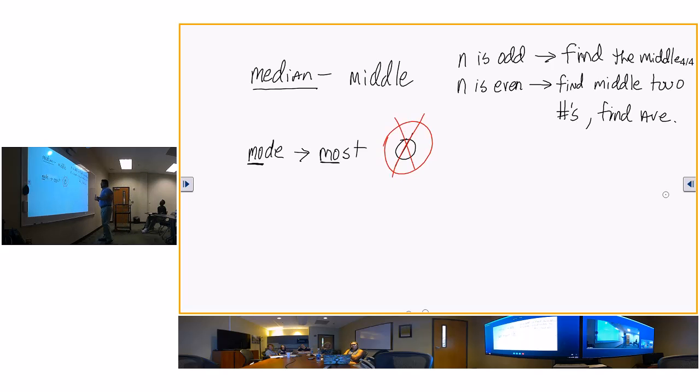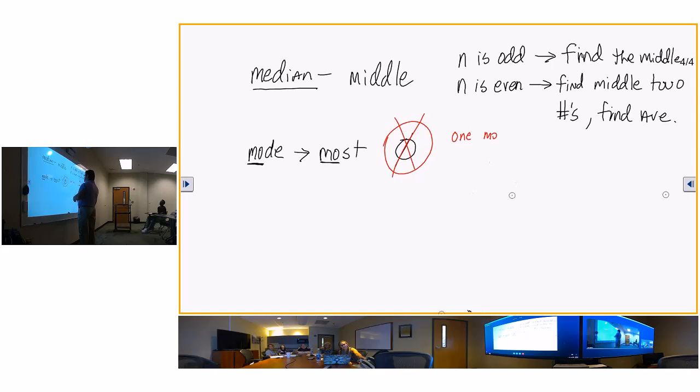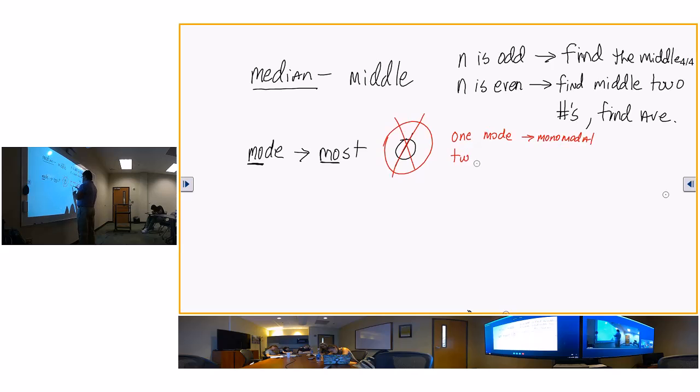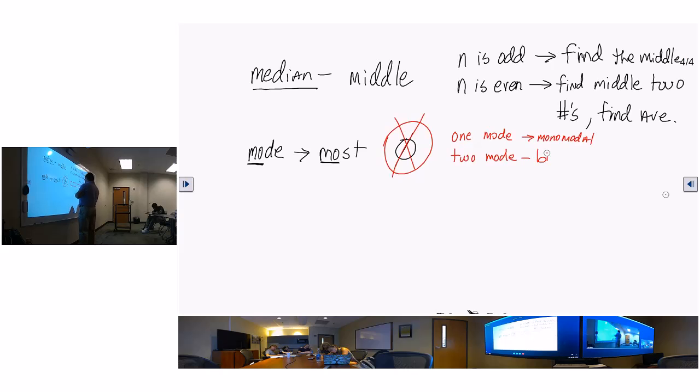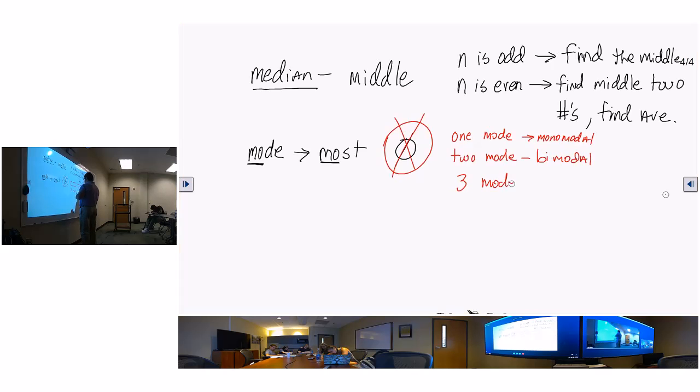Okay? So, you can have one mode. One mode is called a single mode, but some people call it monomodal. Monomodal, okay? One mode is monomodal. Two modes, let's see. A bicycle is called bicycle. Tricycle is called tricycle. So what do you think two modes is called? Bimodal. And three, I'm just going to write three. Three modes is called trimodal. And anything after three, you call it polymodal.